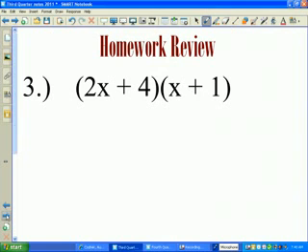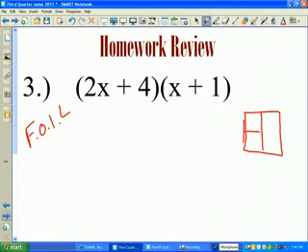As stated last lesson, we can either do this by using the FOIL method, or we can use the box method. So I'm going to show this both ways. The first one deals with the FOIL method. With the FOIL method, all you're doing is distributing each term to the second parenthesis. For example, we have this 2x, and I'm going to distribute that to the x and to this positive 1. And remember, when I distribute, I'm doing multiplication.